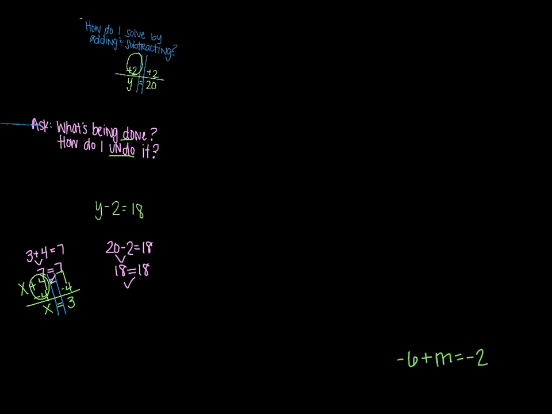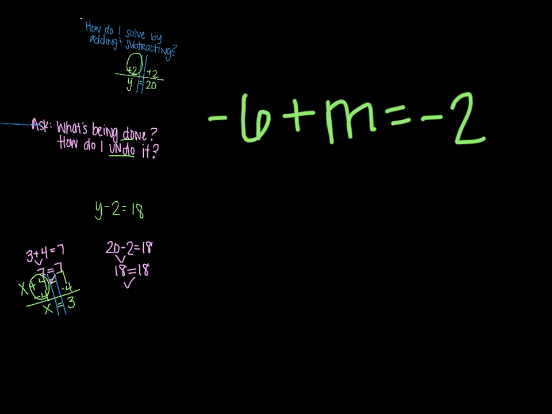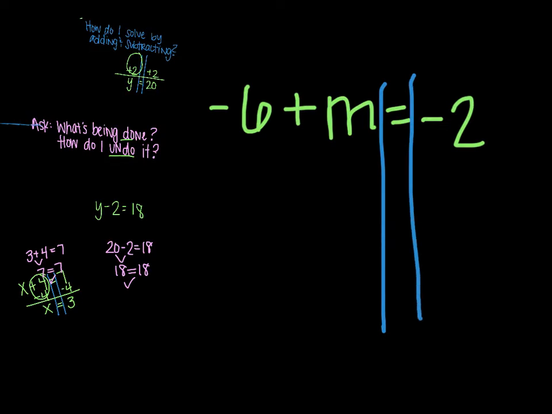Alright, next one, last one. Negative 6 plus m equals negative 2. So again, I draw my little river. Negative 6 plus m, what's being done to that variable? Well, I'm adding, but it's a negative 6, and I want to get a 0 pair out of that. So this is where it kind of gets a little bit tricky. You have to think about how you're going to get a 0.